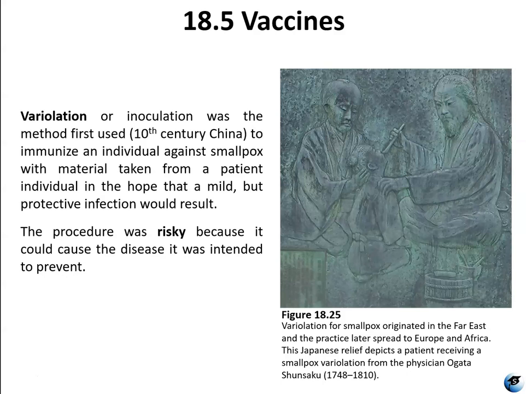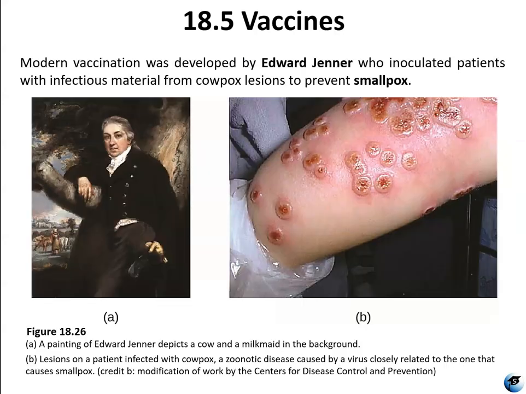This figure here, 1825, is showing in a Japanese relief the depiction of a patient that's receiving a smallpox variolation from Agata Shunsaki, who was a physician that lived from 1748 to 1810. Now, thankfully, we are not using variolation these days.